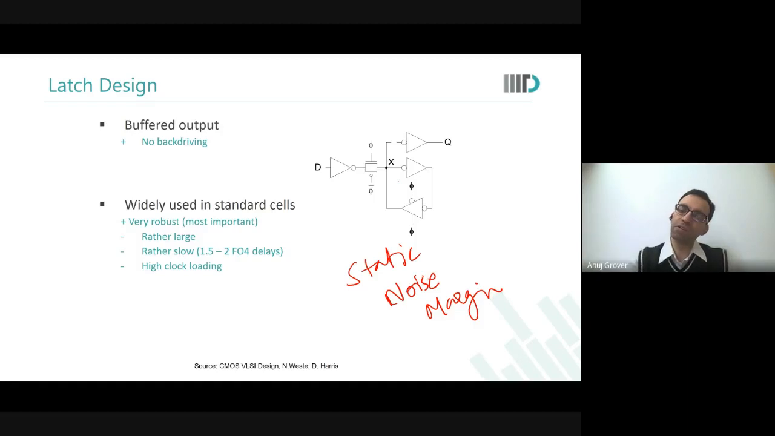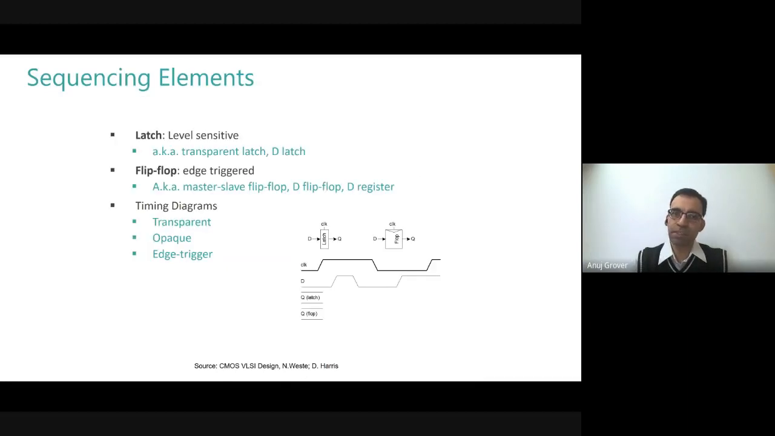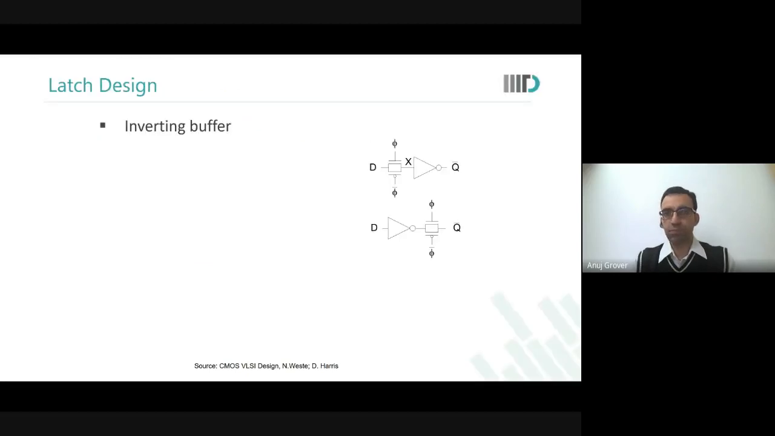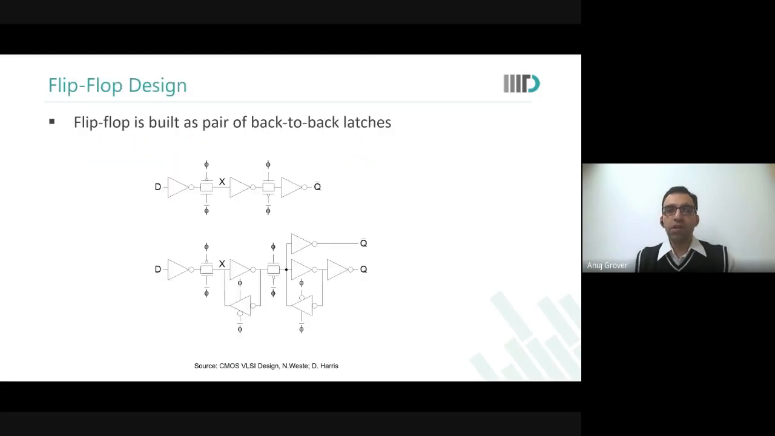So here I buffered the output separately altogether. Okay. So far we have seen the latch. Now we will start to look at the flip-flop. Sorry, this is a repeat; we've already seen this. So now we look at the flip-flop design.